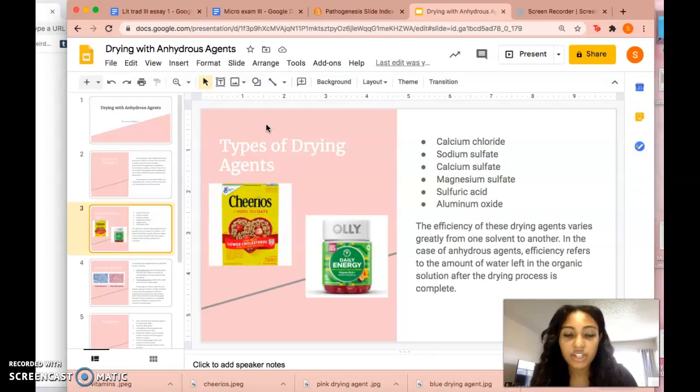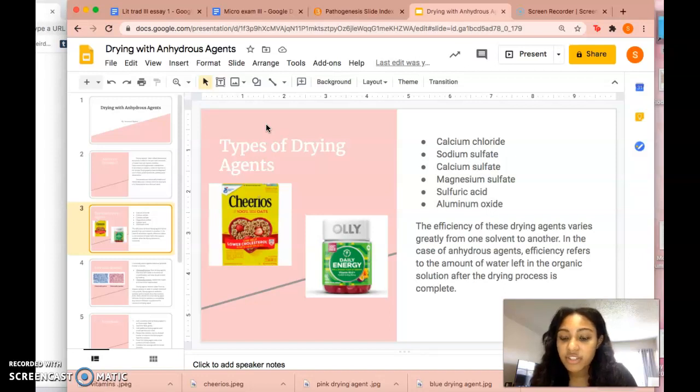But the types of drying agents are calcium chloride, sodium sulfate, calcium sulfate, aluminum oxide. And going back to the silica gel packs, these are used to keep things dry and to absorb moisture. That's why they're found in a lot of common household items. And the efficiency of these drying agents varies greatly from one solvent to another.